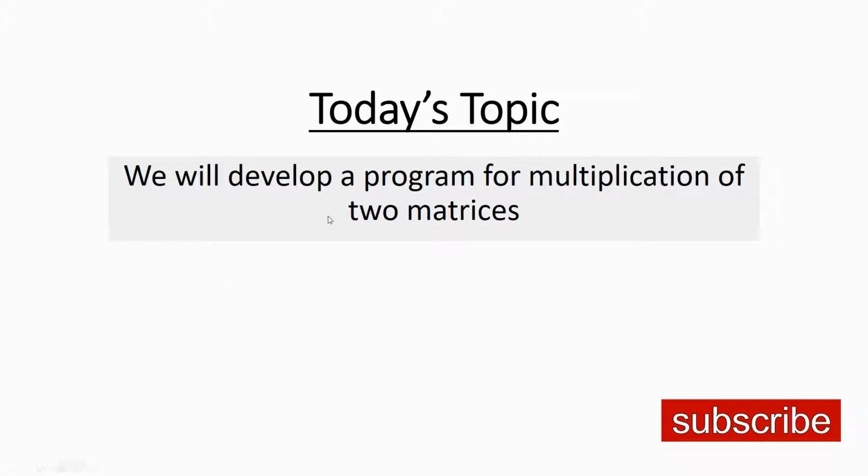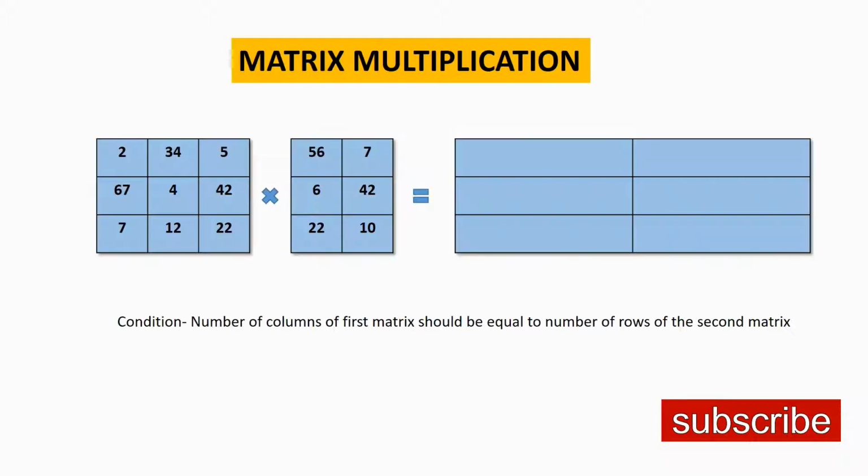So today we will develop a program for multiplication of two matrices. Okay, so before going ahead, let us understand how to perform the operations. When we multiply matrices, for example, we have these two matrices in front of us, and this is a 3 by 3 matrix. There are 3 rows, 3 columns, and this is a 3 by 2 matrix, that is 3 rows and 2 columns.